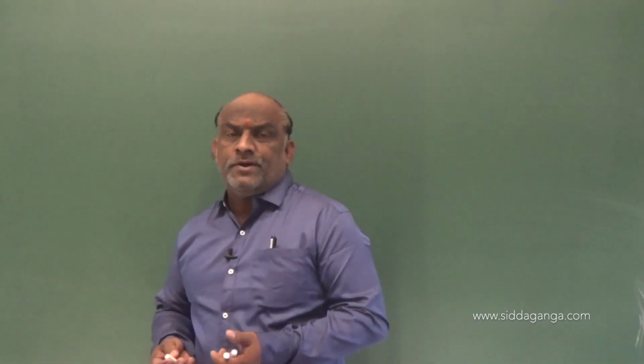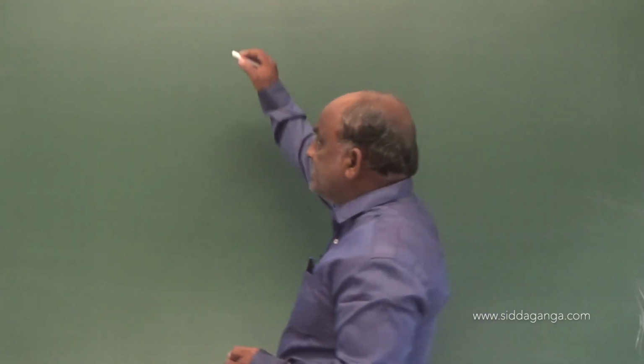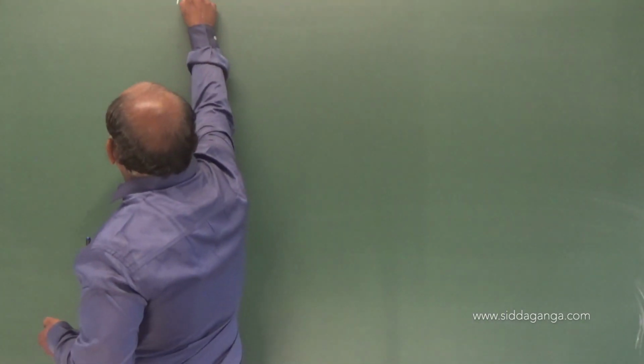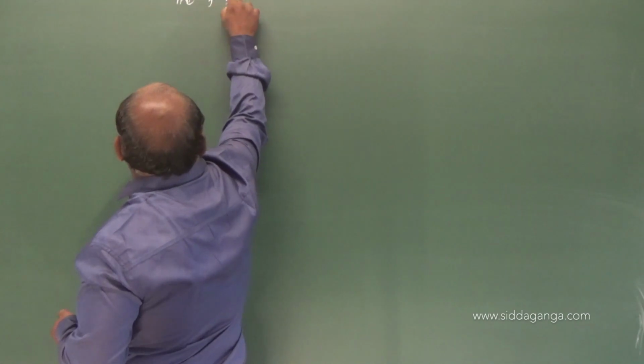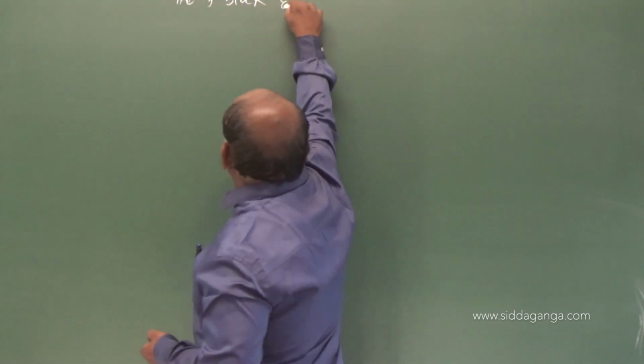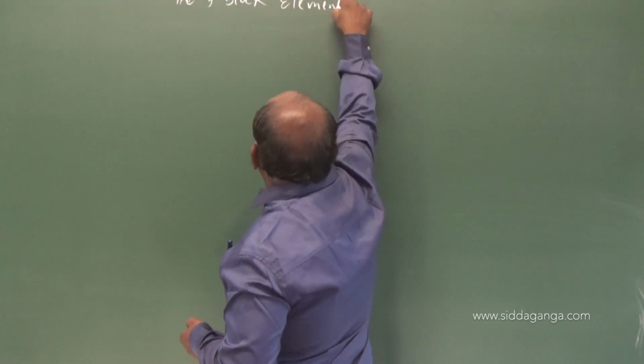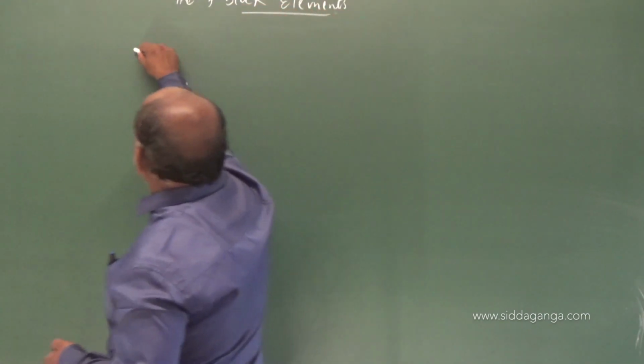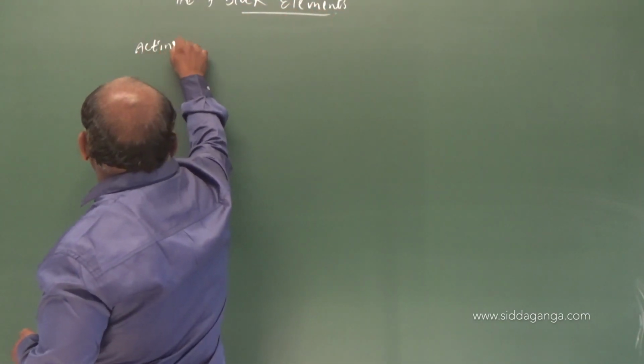Already we know that F block elements are also called inner transition elements. So today the topic name is the F block elements only. On these F block elements, that is actinoids.